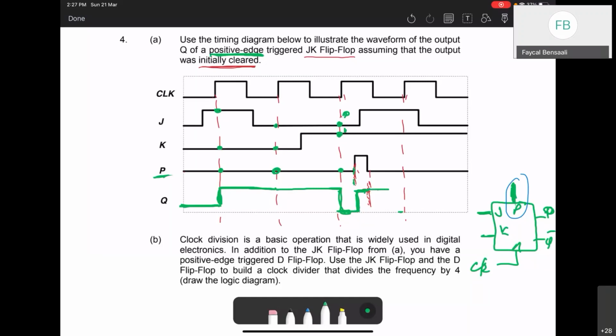And as long as there is no rising edge, it stays 1 until the next rising edge. Next rising edge, as you can see, the preset is 0. So now we can check again J and K. J and K is 1, 1, so it's a toggle. We go to the opposite. And this is the output Q.